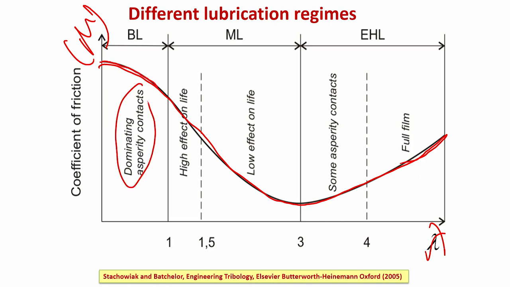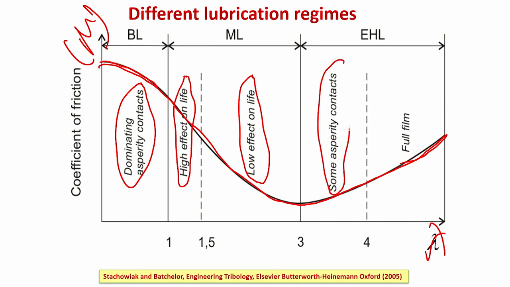For example, in boundary lubrication, the asperity contacts, the interaction, will dominate. And in mixed lubrication, it has a very high effect on the extension of the life. In the later part of mixed lubrication, that will have a considerably low effect. In elastohydrodynamic lubrication, there are at least some asperity contacts, but some means much, much lesser than this one. And in the later part of elastohydrodynamic lubrication, it is a full film. That means this lubricant film will be completely maintained, and that will separate the two mating solids from physical contact.